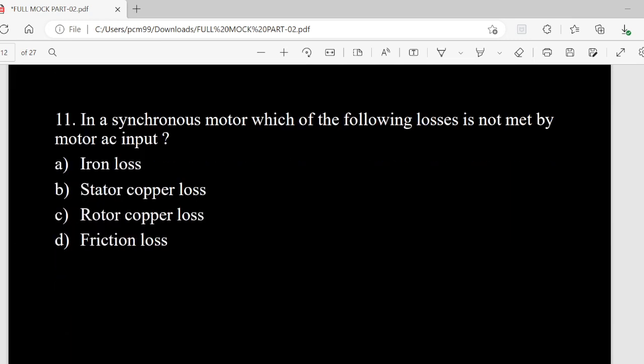Question number 11. In a synchronous motor, which of the following losses is not supplied by the motor AC input? Option A, iron loss; option B, stator copper loss; option C, rotor copper loss; and option D, friction loss. The rotor copper loss is not supplied from the input. The correct answer is option C, rotor copper loss.